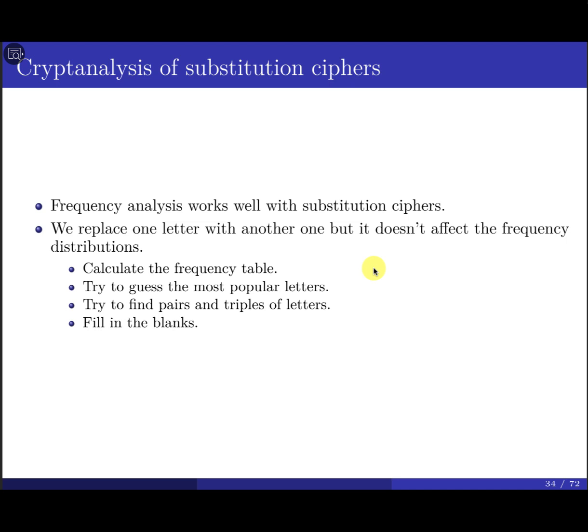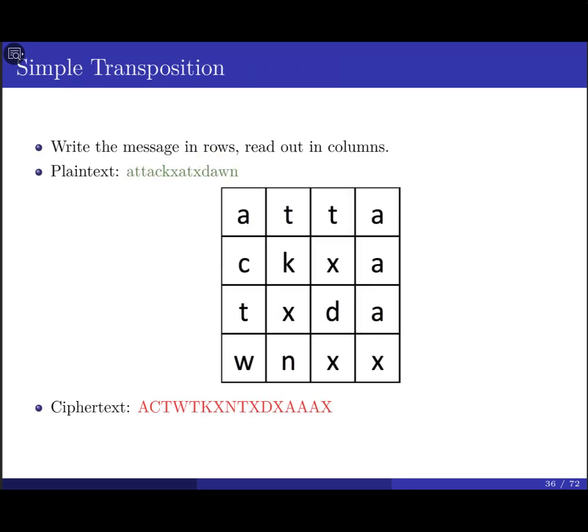Calculate the frequency table. Try to guess the most popular letters, then try to find the pairs, double, triple, trebles, and so on. And fill in the blanks, plus your guess. If you take a look at the message, your ciphertext, you can tell it looks like A, it looks like Z, it looks like S, and so on. Especially if you have an apostrophe, then S, so it looks like this is S.